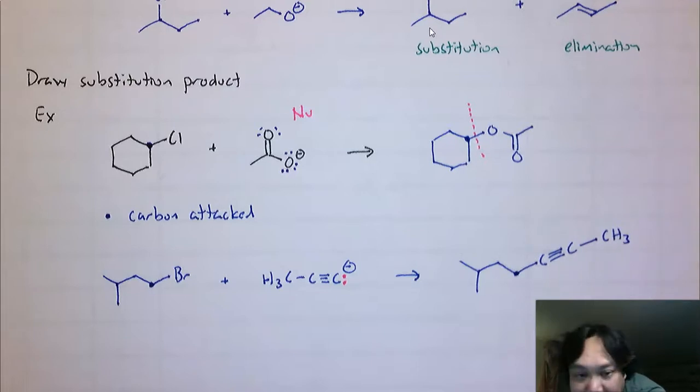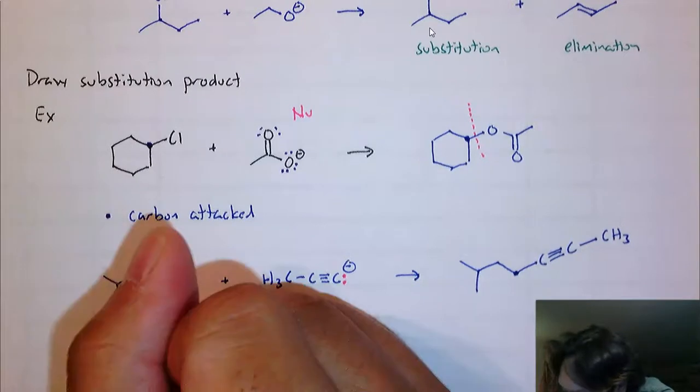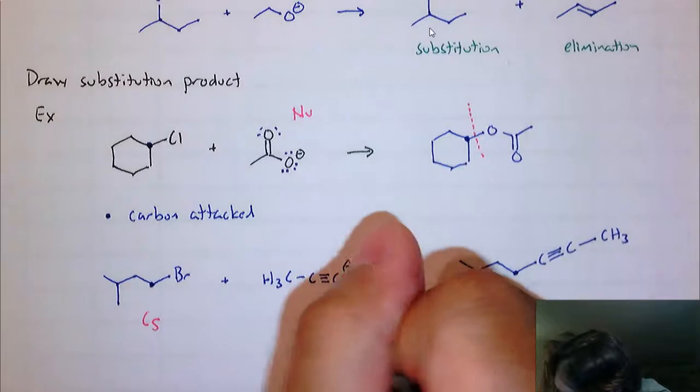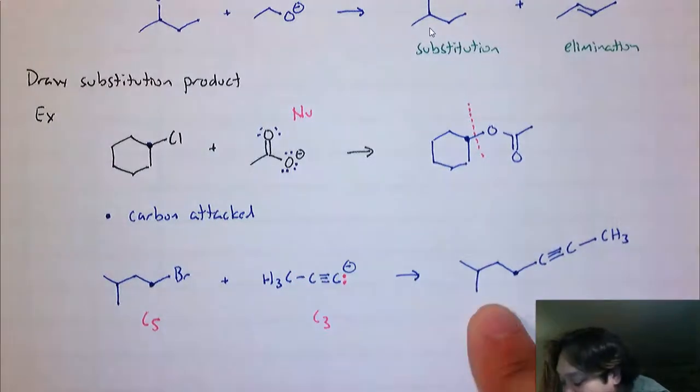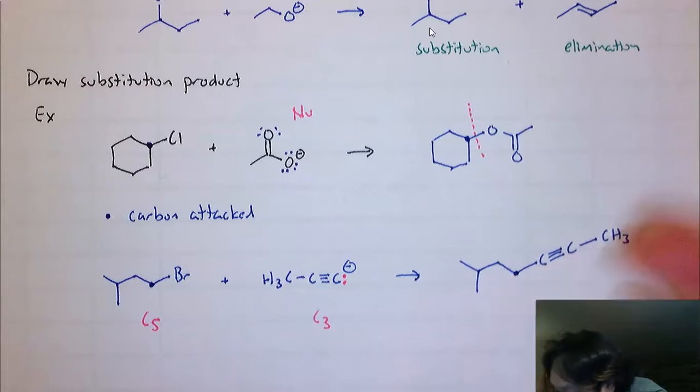You can always count 1, 2, 3, 4, 5. So this is 5 carbons. This is 3 carbons. There needs to be 8 carbons here. 1, 2, 3, 4, 5, 6, 7, 8. Okay.